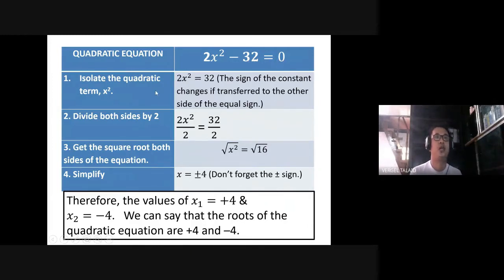So first thing first, isolate the quadratic term. So that becomes 2x squared, transpose negative 32 to the right side. So change the sign, so that becomes positive 32.